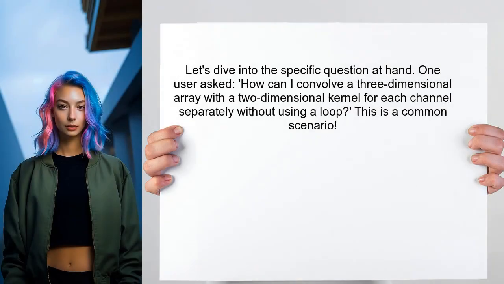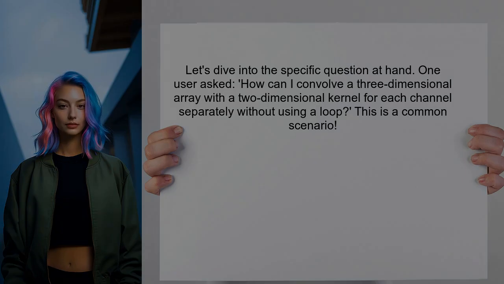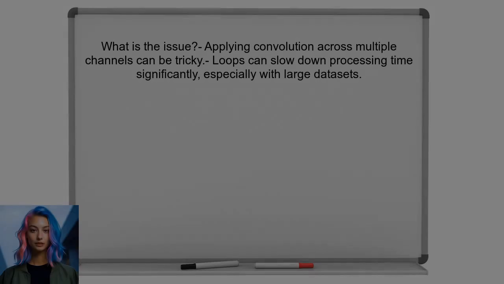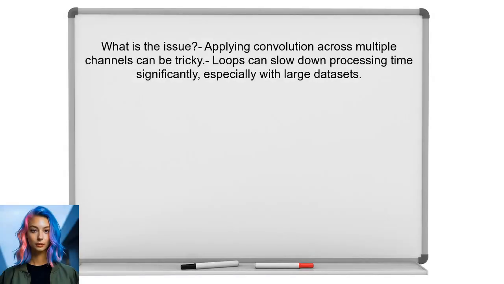Let's dive into the specific question at hand. One user asked, how can I convolve a three-dimensional array with a two-dimensional kernel for each channel separately without using a loop? This is a common scenario, especially when working with image data or multi-channel signals. So, what exactly is the issue here?